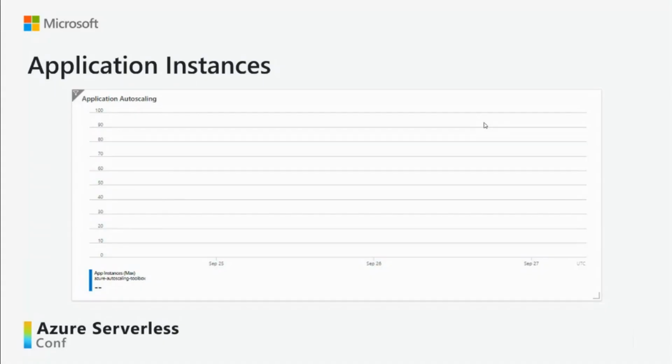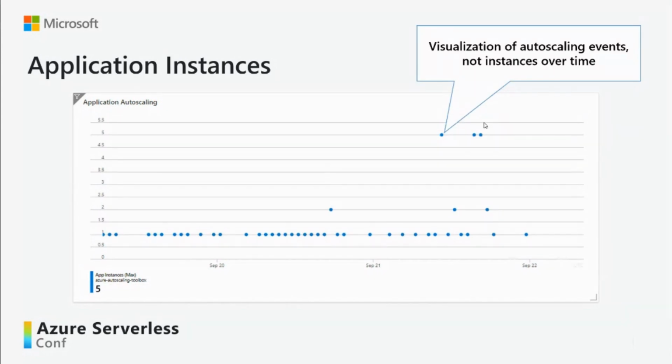So this is not really ideal, because what we were doing is we're actually visualizing the auto-scaling events and not the instances over time. This is not a bad thing per se. It is a first step in visualizing things, but it's not really ideal. Instead, we want to have a nice graph showing the current instance count for every application in your landscape. So let's just fix it.